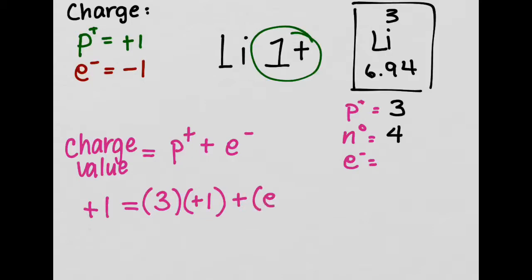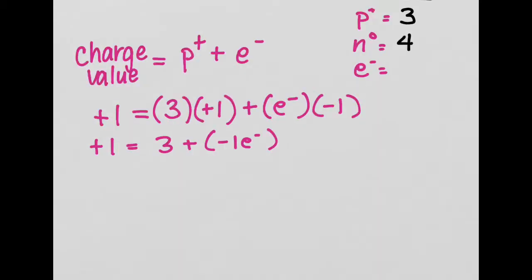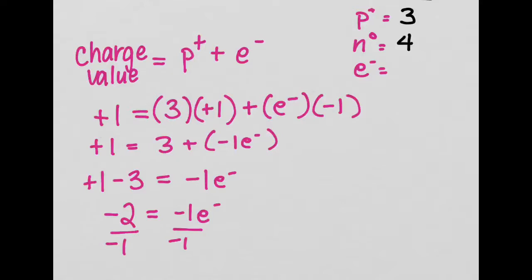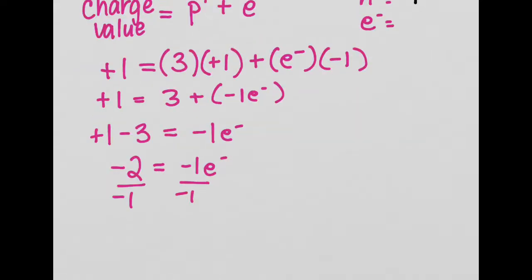And I don't know how many electrons I have, but I do know that they all have a value of -1 each. So +1 has to be equal to 3 plus -1e. I'm going to go ahead and solve for wherever this e is. So that means that I have 2 electrons.